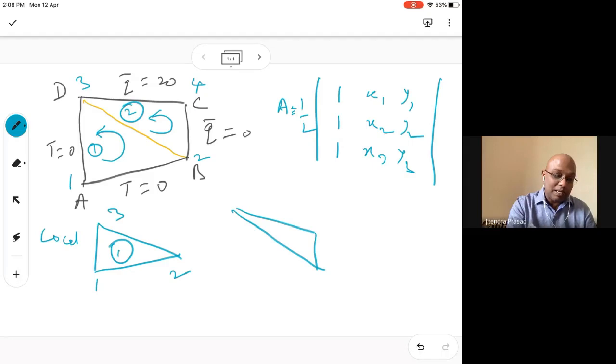Yeah. So this will be 2, 4, 3 like this one, right? But if you do local numbering, then up to you. You can go 1, 2, 3. This is local numbering. This anti-clockwise we are doing.